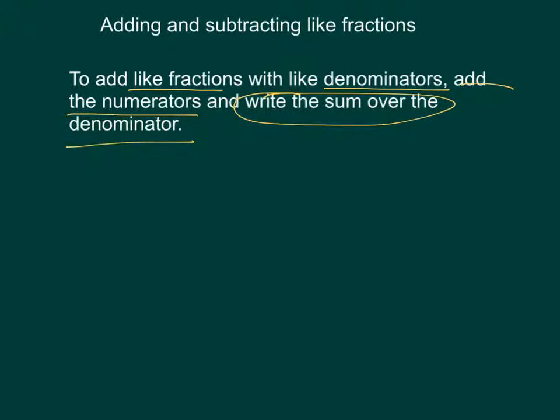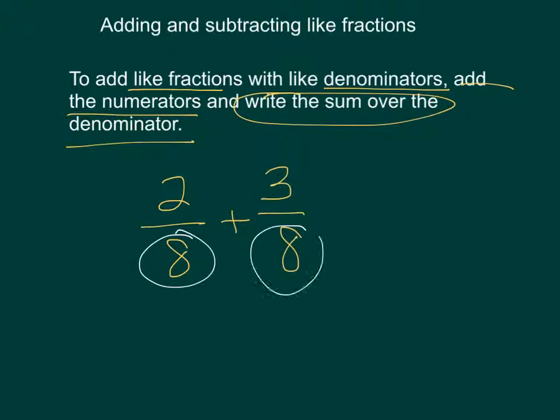So if we have the example 2/8 plus 3/8, they have the same denominator, which is the number in the bottom. So you just add the numerators. 3 plus 2 is 5, and the denominator just comes straight over. You end up with an answer of 5/8.